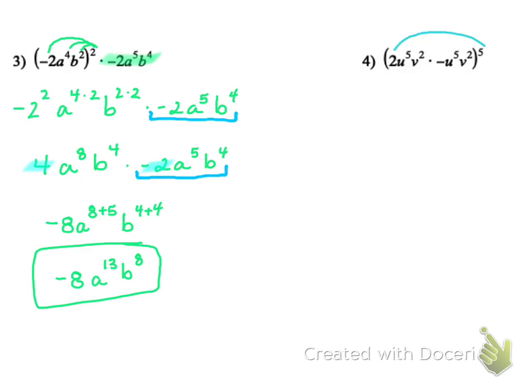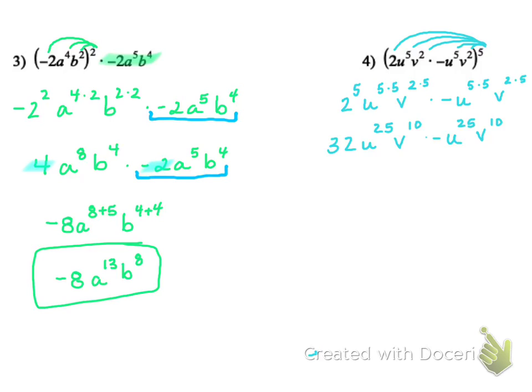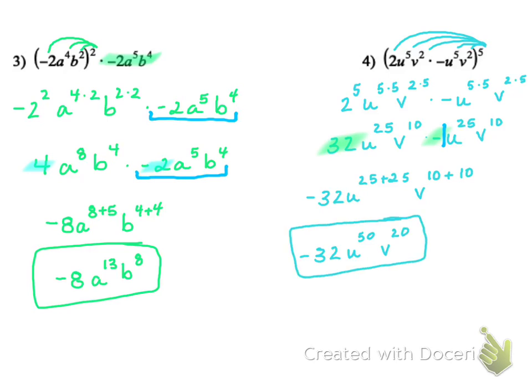For number 4, I want to do the same thing. So I distribute that power to everything inside. And remember, we're multiplying the powers here. So next up, I'm going to simplify. 2 to the 5th is 32. I get u to the 25, v to the 10th, negative u to the 25, and v to the 10th. Okay, and this negative sign here is like a negative 1. So remember, I'm going to multiply my constants, so I get negative 32, and then add powers. So I get negative 32u to the 25 plus 25, v to the 10th plus 10. So simplified final answer, negative 32, u to the 50, v to the 20th.